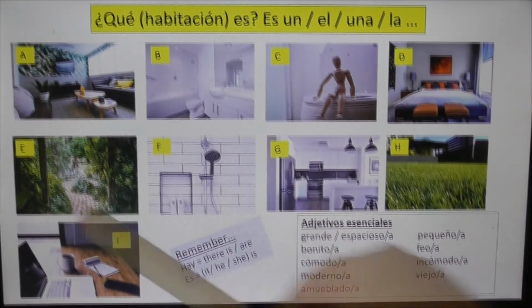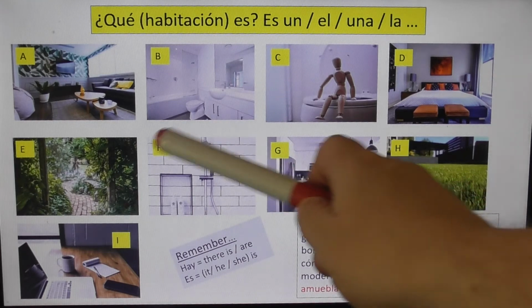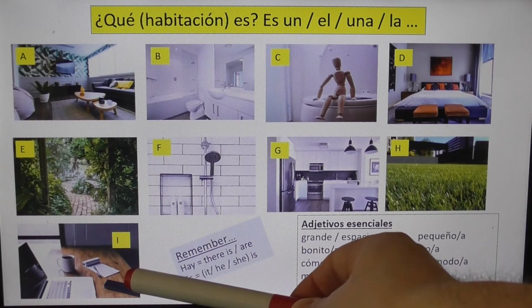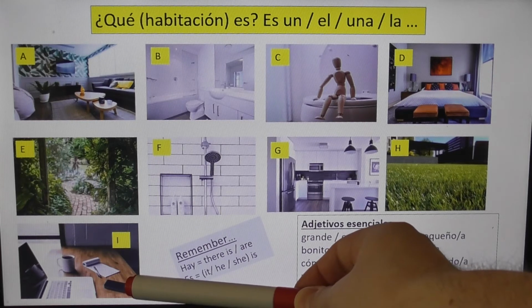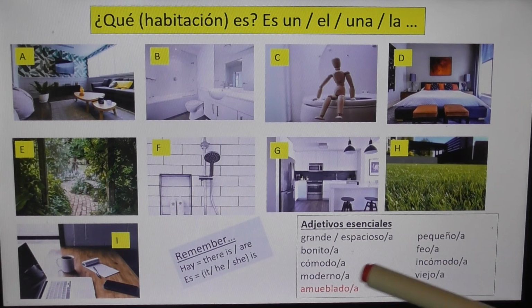Sí, es un dormitorio. E. ¿Es una ducha, una cocina, un césped o un jardín? Sí, es un jardín. F. ¿Es un salón, un aseo, un dormitorio o una ducha? Sí, es una ducha. G. ¿Es una oficina, un salón, un jardín, una cocina o una ducha? Es una cocina. Y H. ¿Es un jardín, un césped, un cuarto de baño o un despacho? Es un césped. Y finalmente, letra I. ¿Es un jardín, una sala de estar, un cuarto de baño, un aseo, una ducha, un césped o una oficina? Es una oficina.